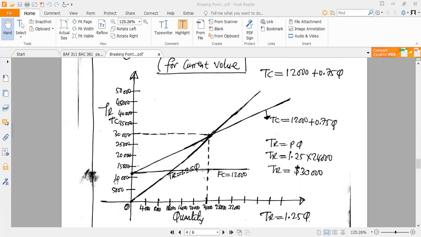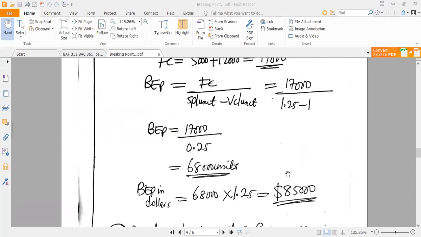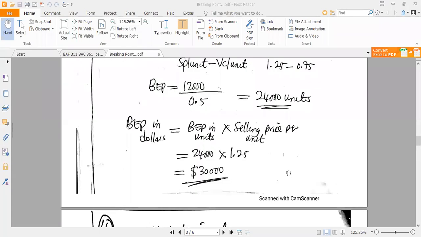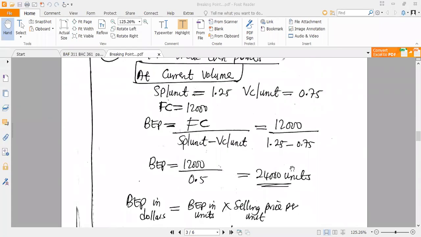Then the vertical axis is where you have the total revenue. Also, this is where you have the total cost. So you have the total revenue and the total cost on the vertical axis, and on the horizontal axis you have the quantity. For the current volume, the break-even point was 24,000 units.